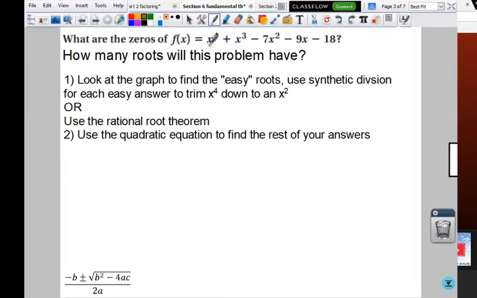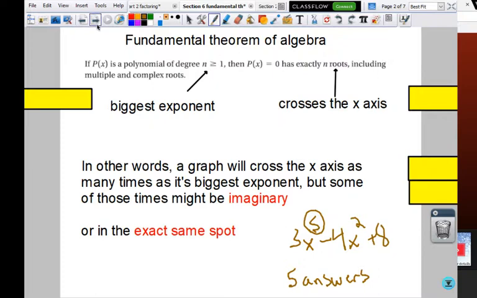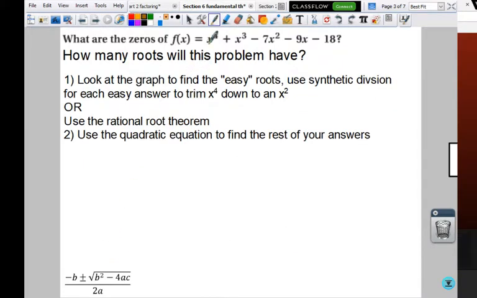Alright, let's look at this. I have x to the 4th plus x to the 3rd minus 7x squared minus 9x minus 18. How many answers am I going to have? 4. I'm going to have 4 answers, which means I have to keep going until I get 4 answers. And they're actually not going to be too difficult today, I don't think, even though it sounds like a lot.